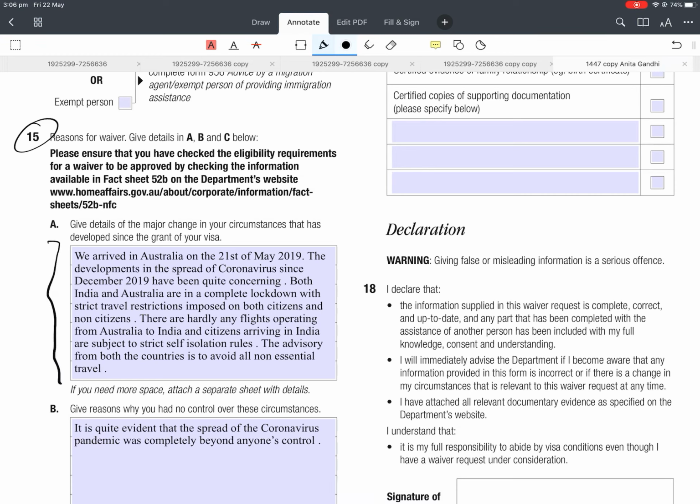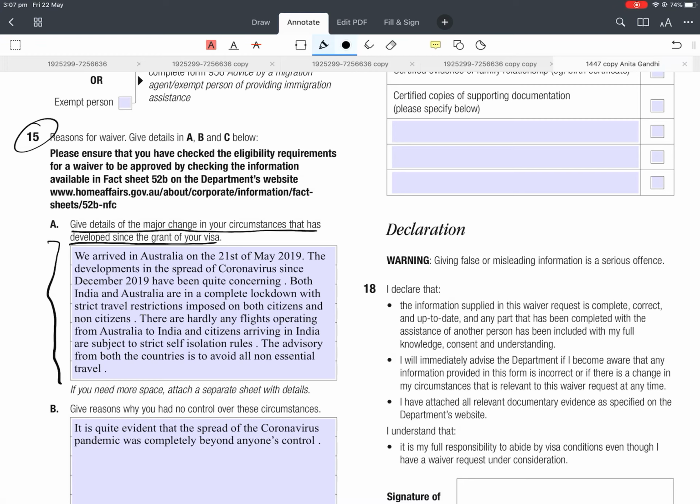If you've got a better wording than this, by all means, use the wording that actually suits your circumstances. In this case, we are giving the reason as the coronavirus or COVID-19. So I guess this is more relevant. So we'll talk about the questions. Give details of the major change in your circumstances that has developed since the grant of your visa. So this question asks you to explain why you want a waiver, what has changed. So obviously, everyone knows at the moment what has changed.